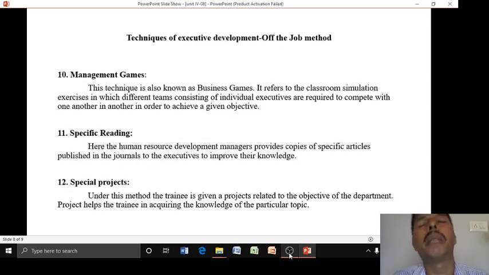Though it is similar to that of training, it is normally given to the managerial level. So training is for entry level and mid level, but development is for the higher level employees. With this I conclude this session. Thank you.